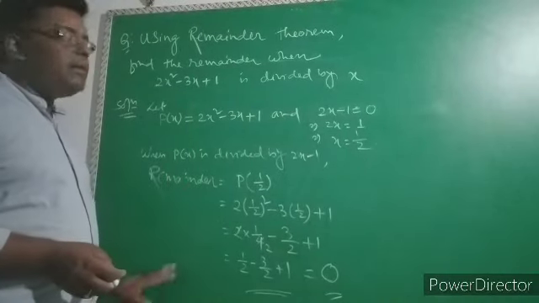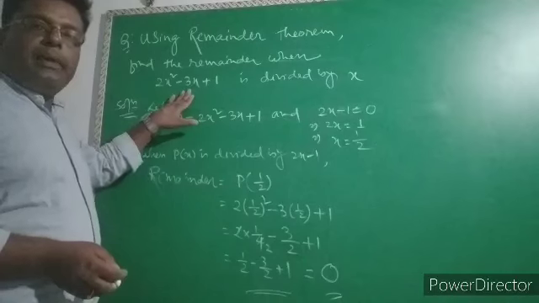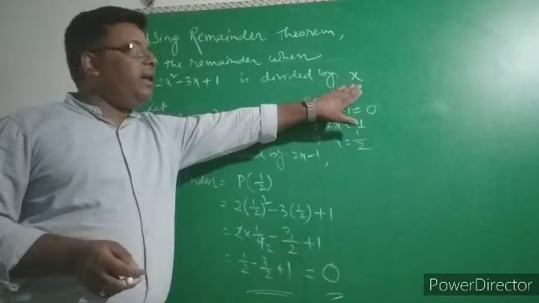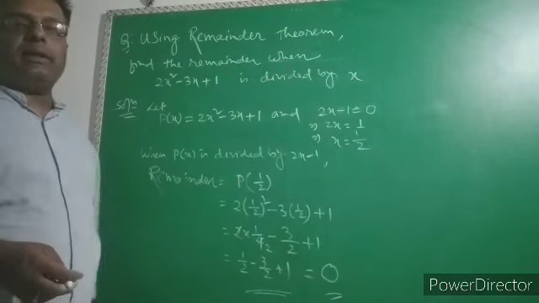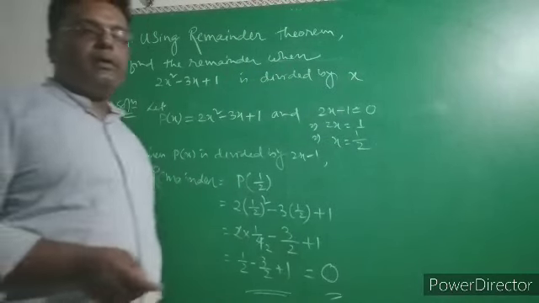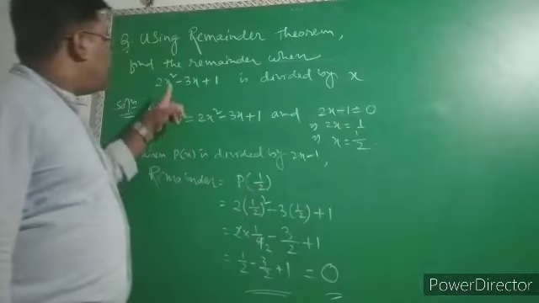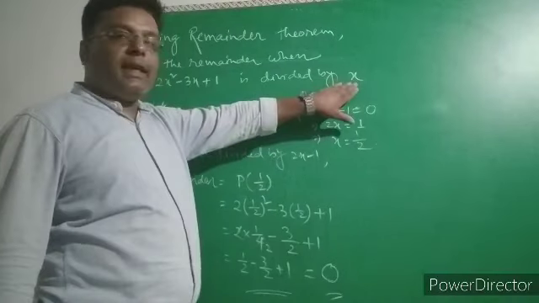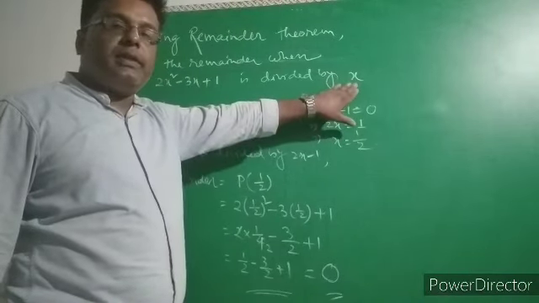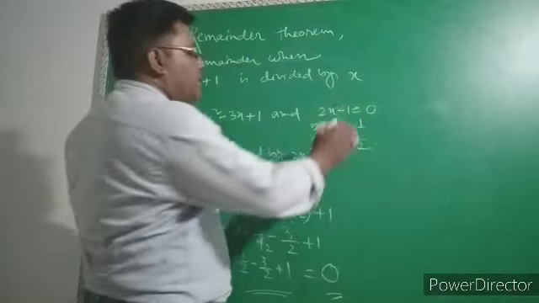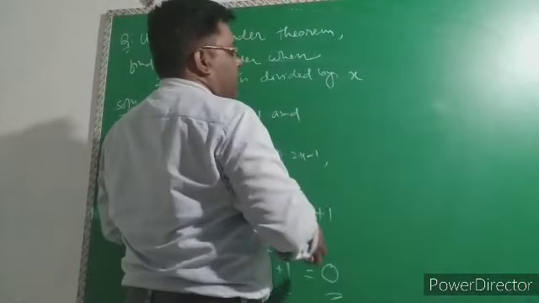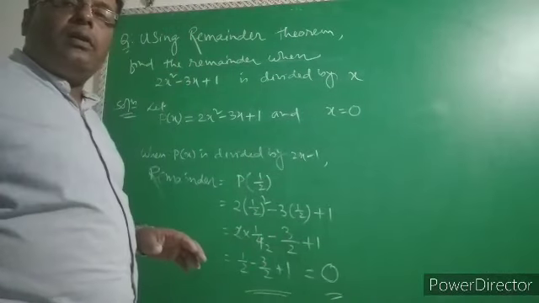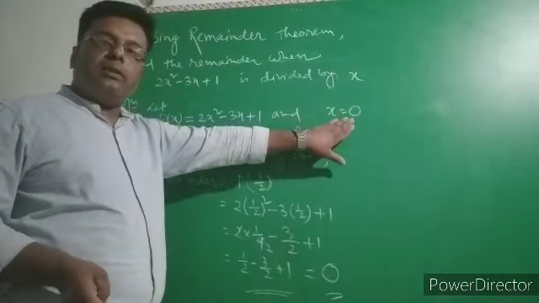Next, see, we take the same polynomial, but here we have to divide it by only x. That is, when this is divided by x, what is the remainder? Then what do we have to find? First, we take this as p(x) as in the previous sum. Next, since it is x, we have to find the 0 of this divisor. That is, we have to compare this x with 0. So x equal to 0.